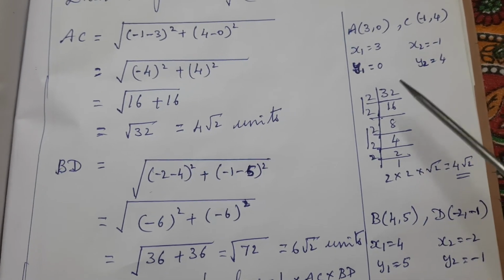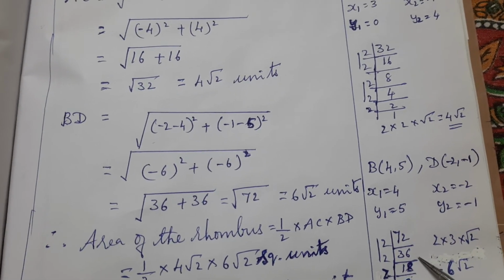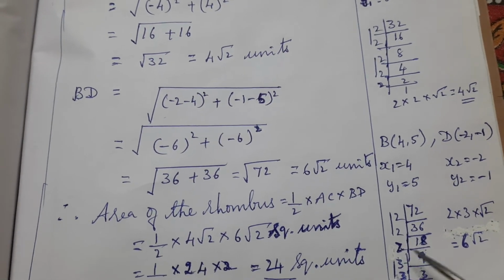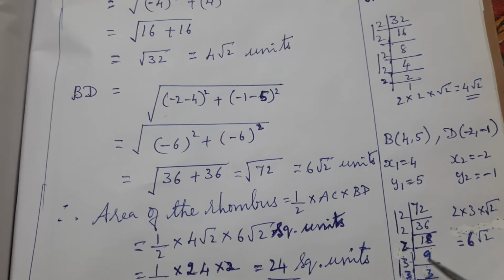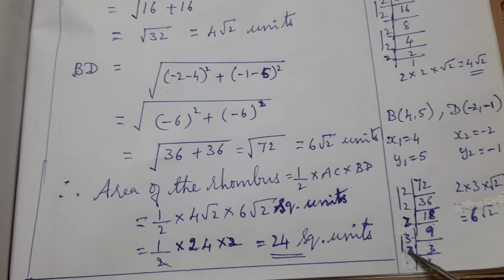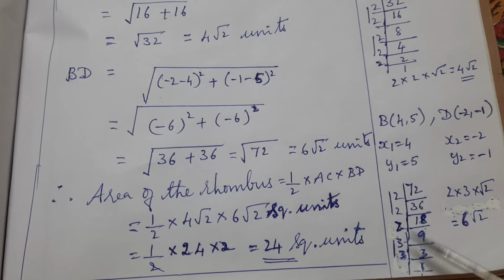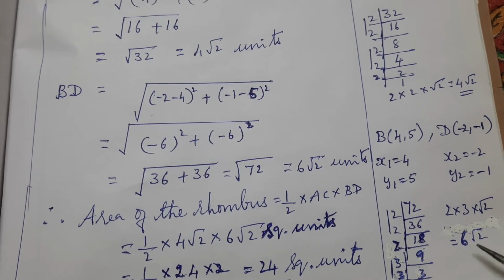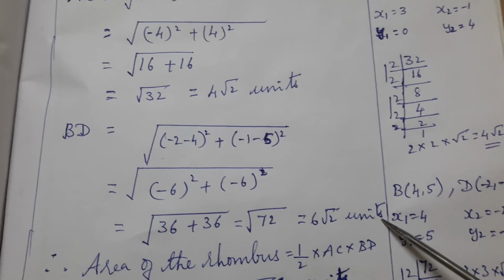When I divide 72, 72 divided by 2 is 36. 36 divided by 2 is 18. 18 divided by 2 is 9. 9 is an odd number. It is divisible by 3. 3 threes are 9, 3 threes are 1. So when I pair, 2 can be paired, 3 can be paired. 2 is left out. So 2 into 3 root 2. It becomes 6 root 2. So 6 root 2 units is the length of BD.